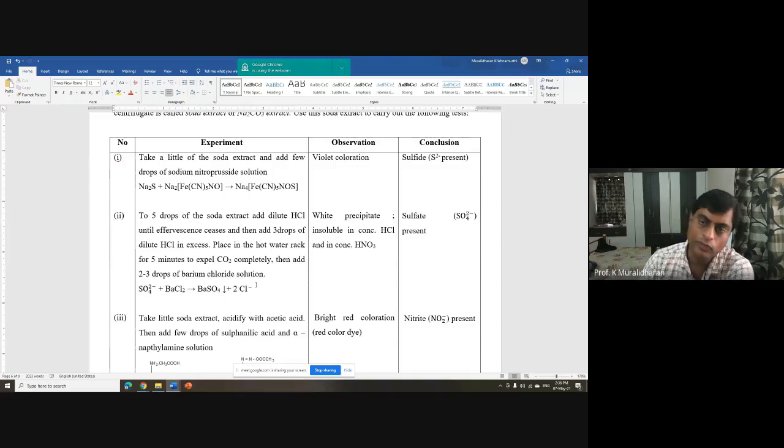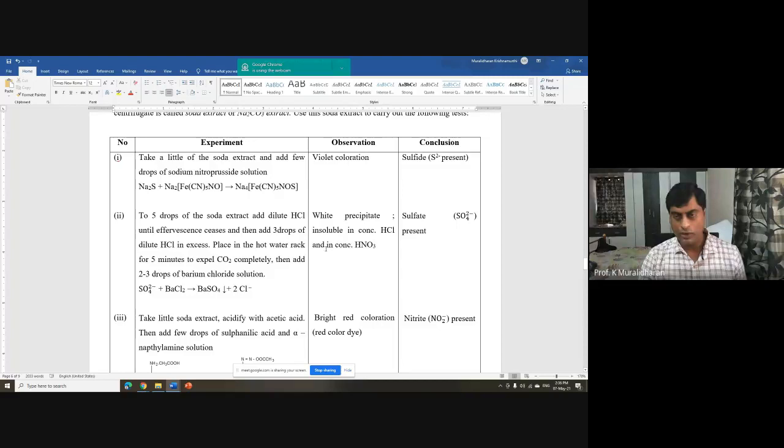So if you see a precipitate, what is the precipitate? Barium sulfate is formed here, right? The sulfate we are going to analyze. So barium sulfate is supposed to be formed here, and that is not soluble in water. So that's the same principle we are using: barium sulfate will be precipitated here. So if you are getting a precipitate, this will show the presence of sulfate.